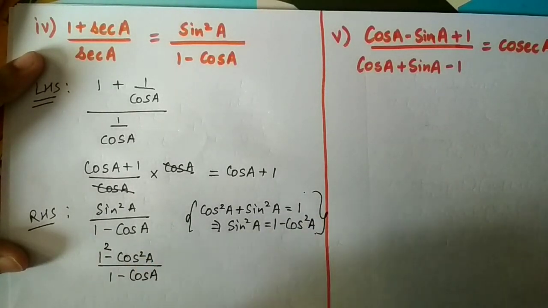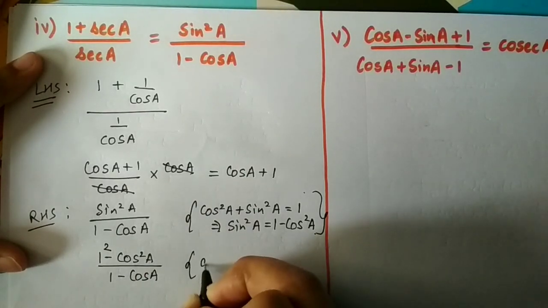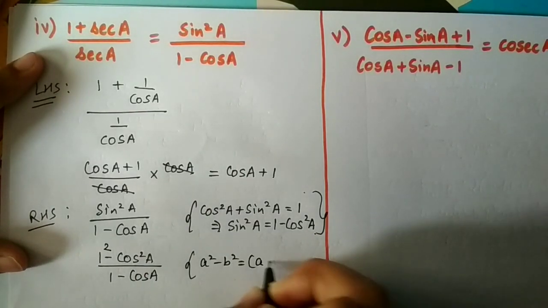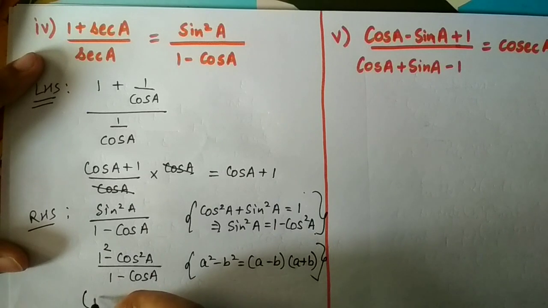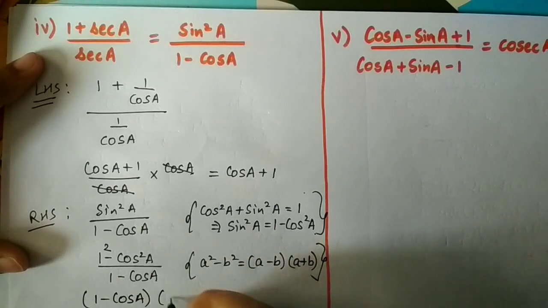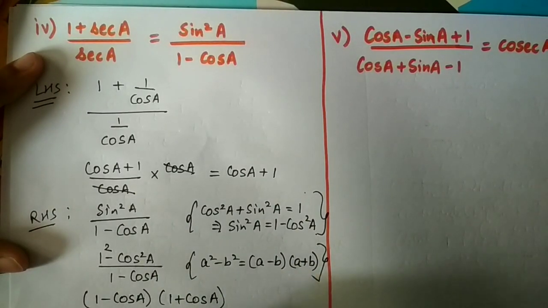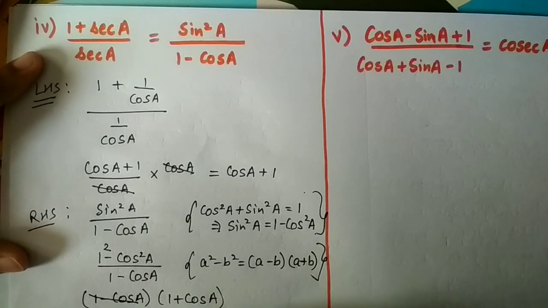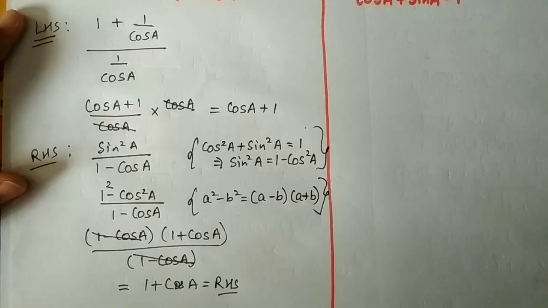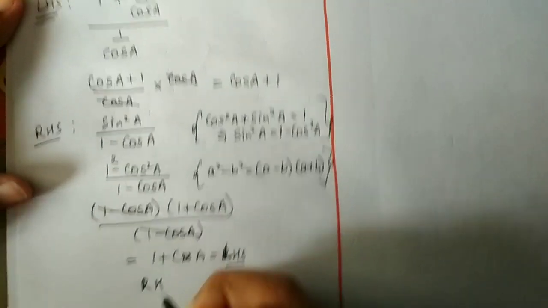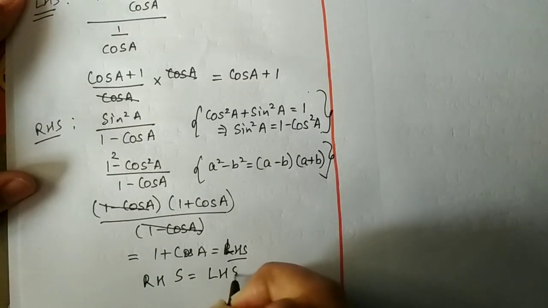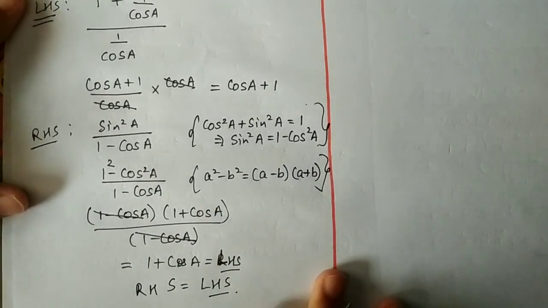Now 1 can be written as 1 square. So this is the identity of a square minus b square, which is equal to a minus b into a plus b. Use that identity and you get 1 minus cos a into 1 plus cos a divided by 1 minus cos a. Now 1 minus cos a will cancel out, and here you have 1 plus cos a, which is equal to left hand side. So as your right hand side is equal to left hand side, hence proved. This was the solution of the fourth part.